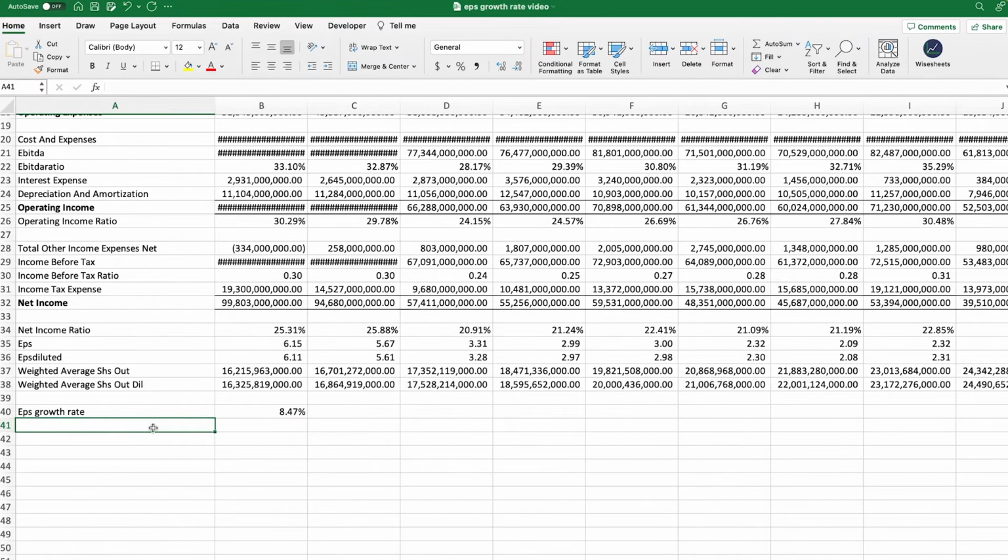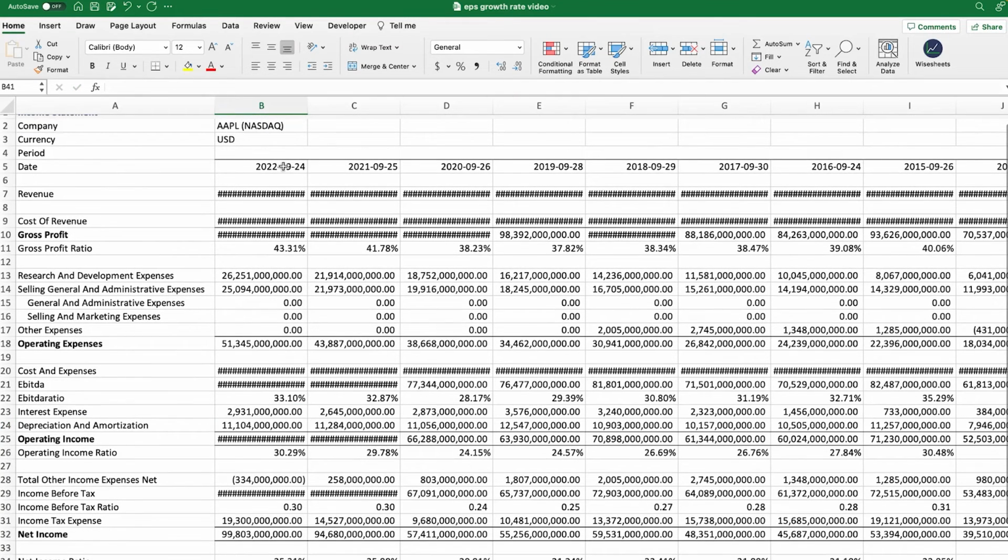Okay, great. Now we're going to calculate the EPS growth rate using the compounded annual growth rate formula. In this case, we'll have the CAGR, and we're gonna do it for the past 3 years. So we're gonna start from 2022 and go 3 years: 1, 2, 3, we'll go to 2019.